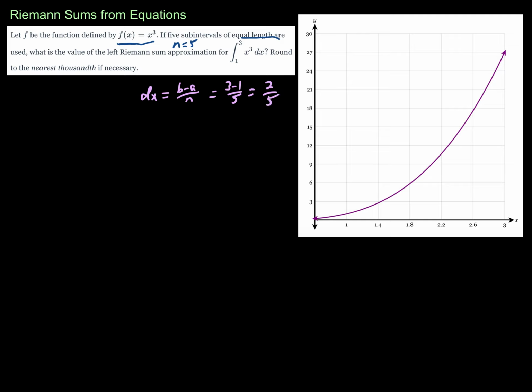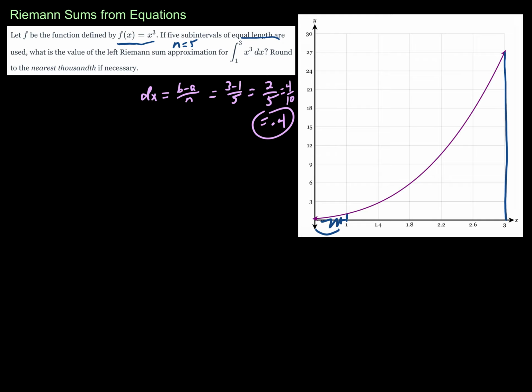It looks like it's going to be 2/5. Well, I'm going to make it simple. 2/5 is the same as 4/10, and why don't we use a decimal? So 4/10 is the same as 0.4. So our dx is 0.4. And as you can see, I should have made this little squiggly line here because it's not the same interval. I'm starting at 1. So from 1 to 3.